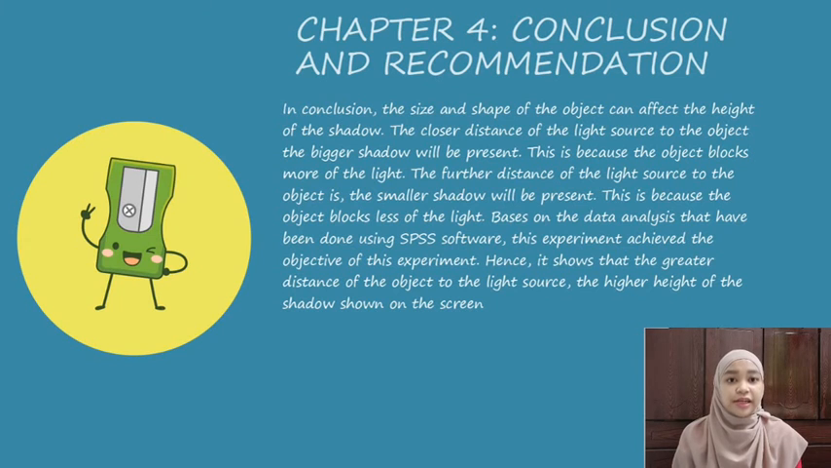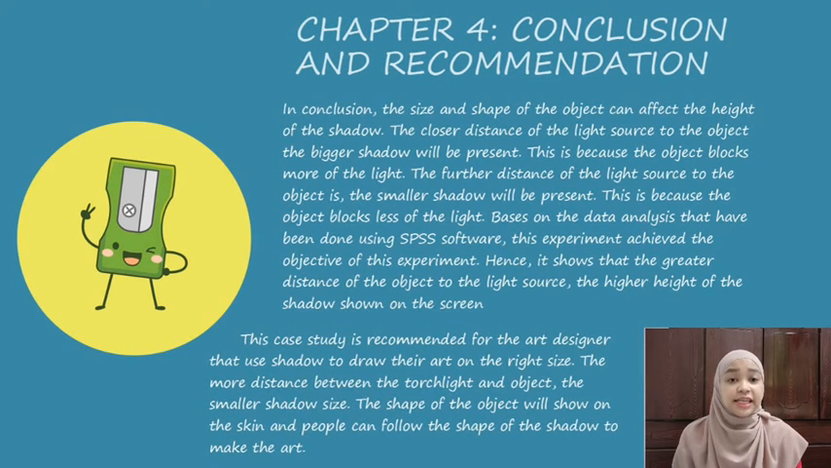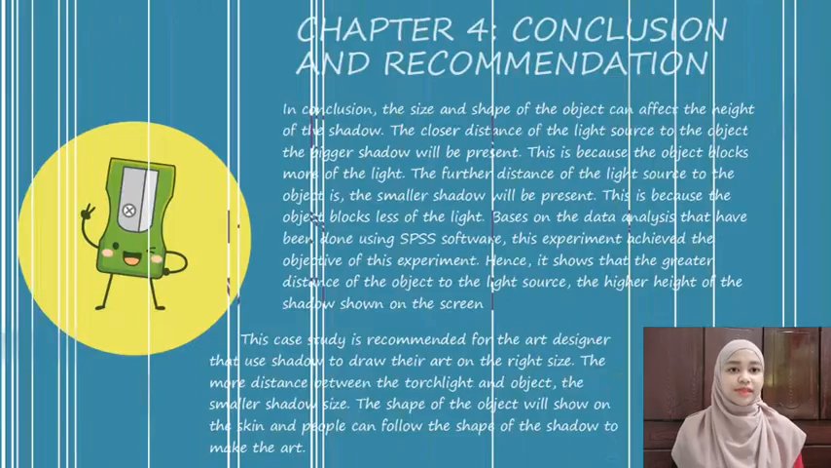Hence, it shows that the greater the distance of the object to the light source, the higher the height of the shadow shown on the screen. This case study is recommended for art designers who use shadow to draw their art in the right size. The more distance between the torchlight and the object, the smaller the shadow size. The shape of the object will show on the screen and people can follow the shape of the shadow to make the art. That's all from us.